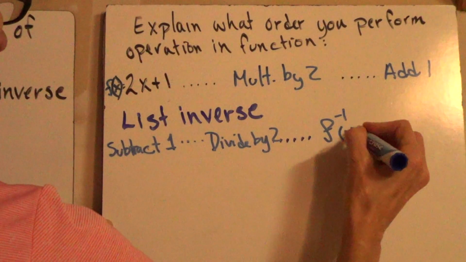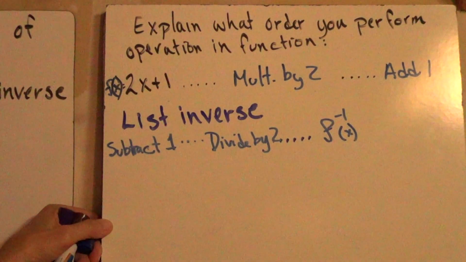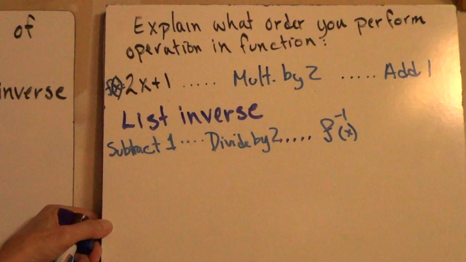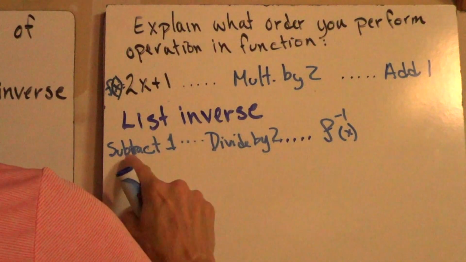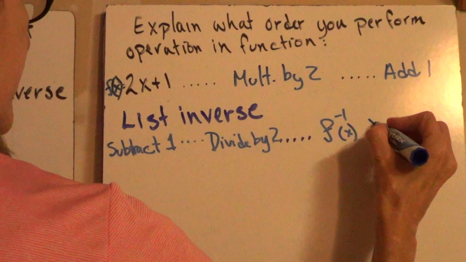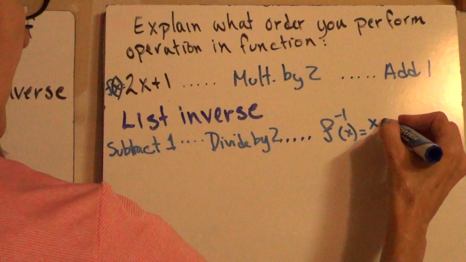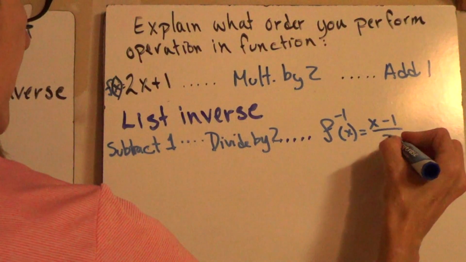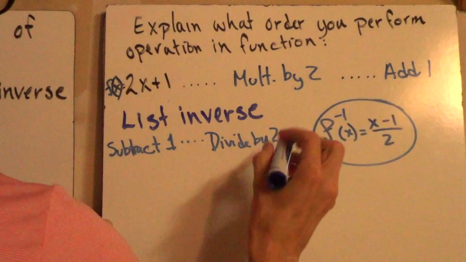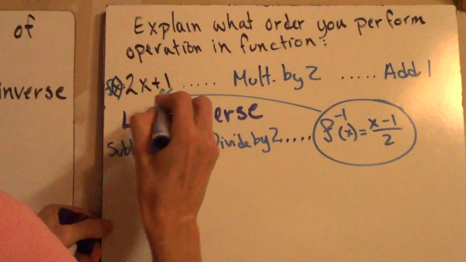I don't see where your book or where the material for Algebra 1's telling you that, but I'll just give you a heads up for Algebra 2. Put a little negative 1 up there to show inverse. And now we would say x minus 1 divided by 2 is the inverse of that function.